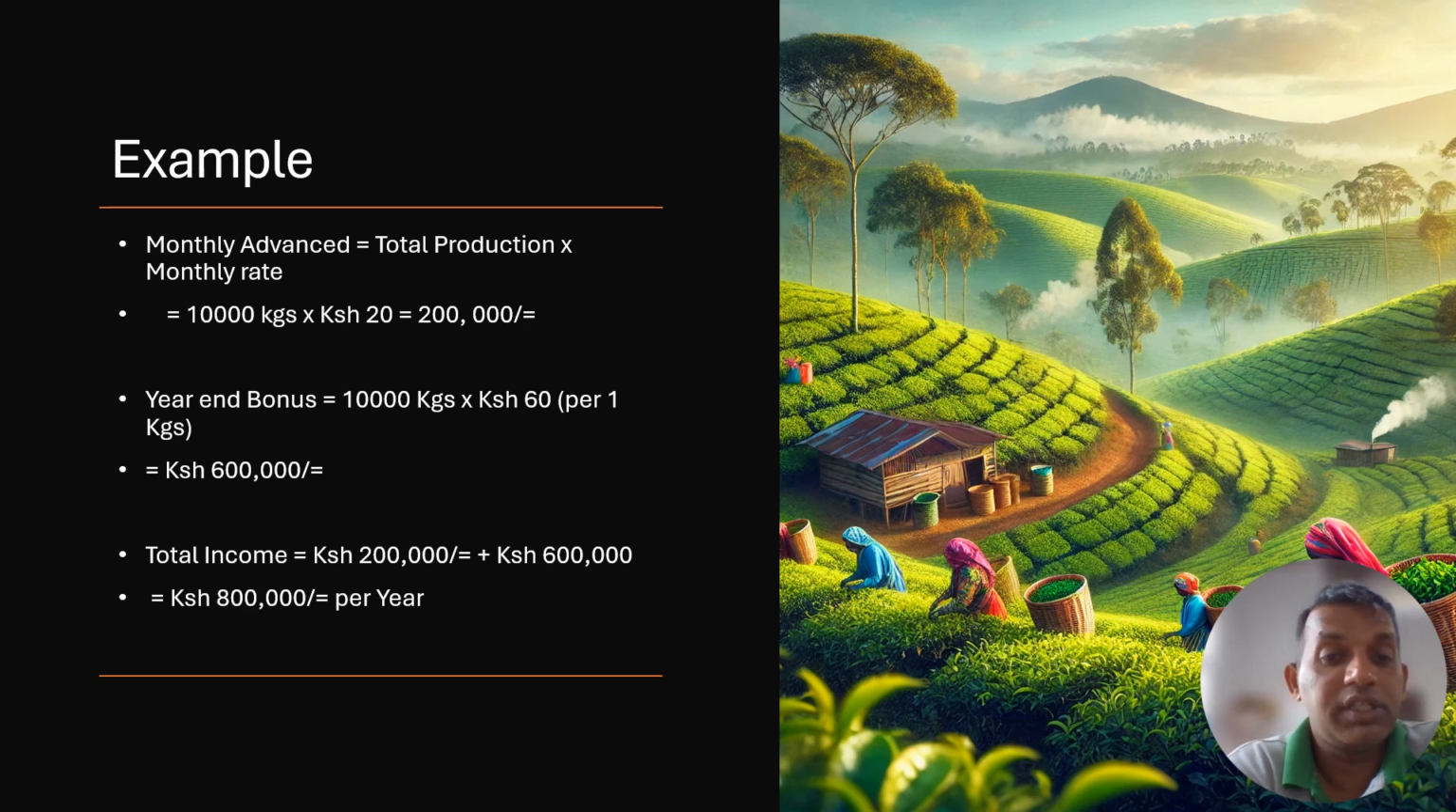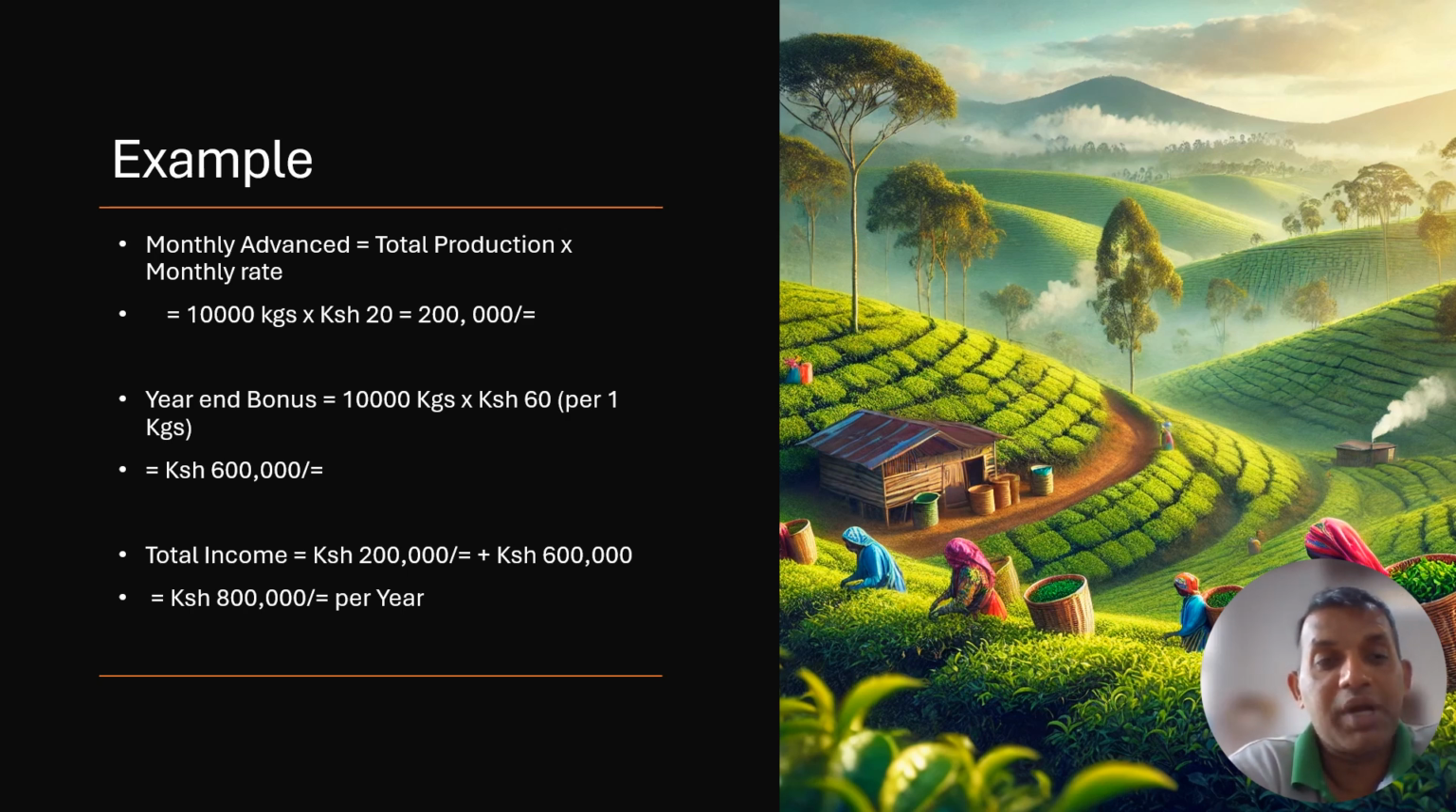But at the end of the year, they calculate the bonus amount based on the factory prices, auction prices, and other operational costs. As an example, say 60 Kenyan shillings per kilogram. If you give 10,000 kilograms to the factory per year, you multiply 10,000 by 60, which means 600,000 Kenyan shillings. The total income is 200,000 plus 600,000, which is 800,000 Kenyan shillings, the annual income the tea farmers receive at the end of the year.